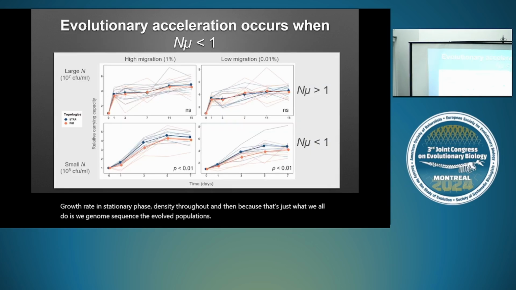So here are the results. This is for relative carrying capacity. We get comparable results for growth rate. So I'm just going to show you this. High migration, large population size. Blue represents the stars, orange the well-mixed populations. This is the change in relative carrying capacity over time. No difference. Large population, low migration, again, no difference. When population sizes are much smaller and mutation supply rates are much less than 1, then the stars adapt more rapidly than the well-mixed populations, regardless of the migration rate.